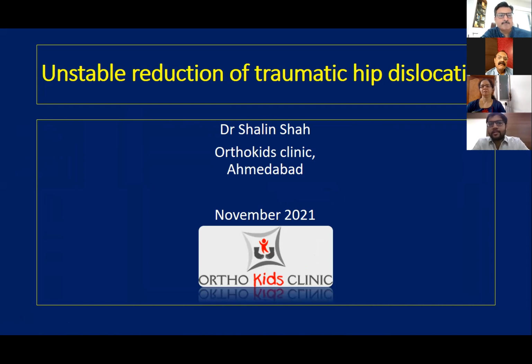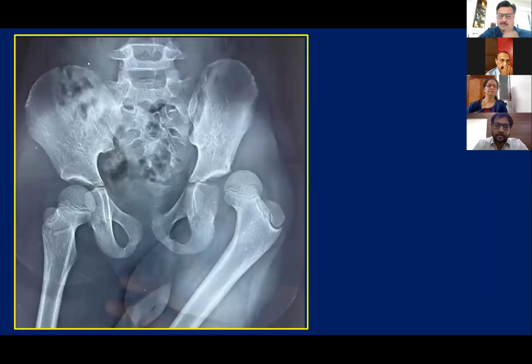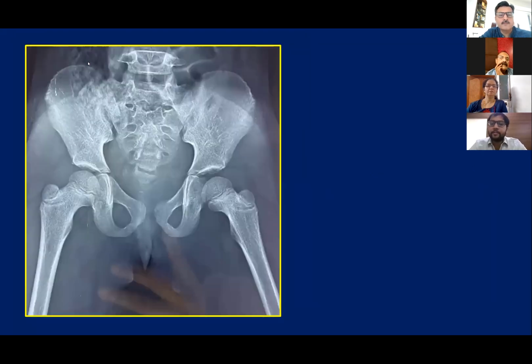Yeah. So, an unstable reduction of a traumatic hip dislocation. A 6-year-old female was involved in a high velocity trauma. She was playing and suffered an injury due to a car accident, a road traffic accident. She went to the peripheral center for primary evaluation, and this was the primary X-ray of the child. It showed a posterior hip dislocation of the left side, and primary emergency treatment in the form of urgent closed reduction under general anesthesia was performed at the center. And this was the immediate post-operative X-ray.